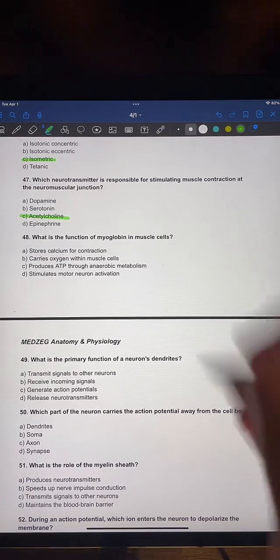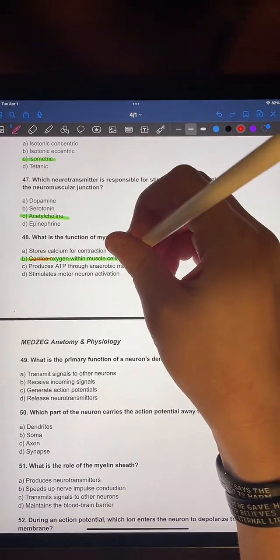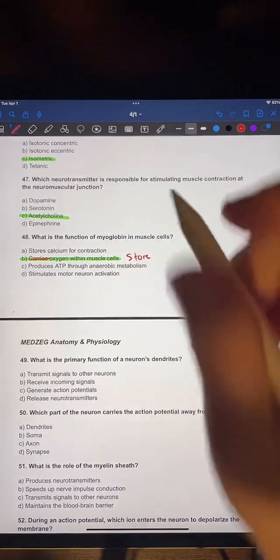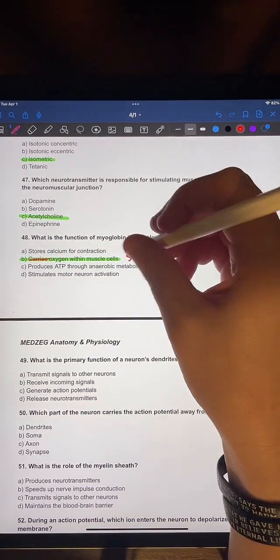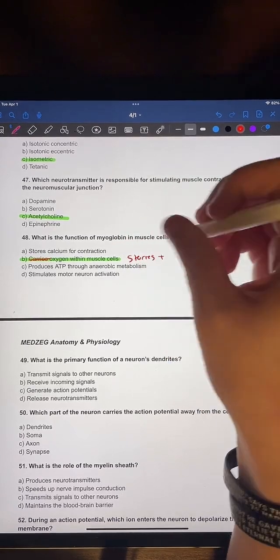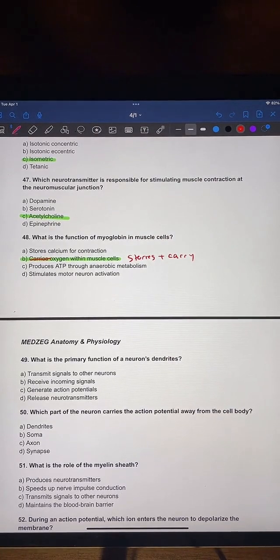Awesome. It is B, yes. I should have used, so instead of carry, I should have used store. But myoglobin is what responds. So it does carry oxygen, yes. It carries oxygen within muscle cells, meaning that it's stored. So it does carry that, but in terms of the word, it's store plus carry. I should have put stores plus carry. A little better. That's within muscle cells. Hemoglobin is within the bloodstream.